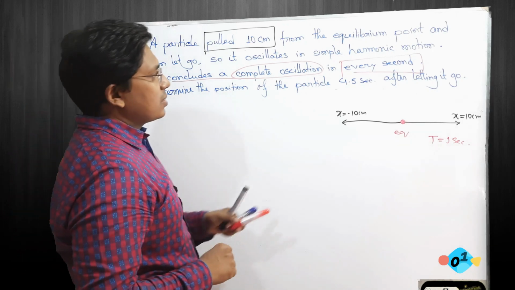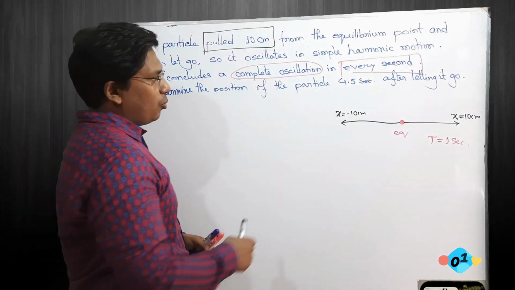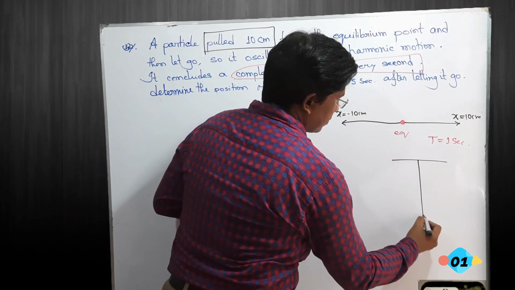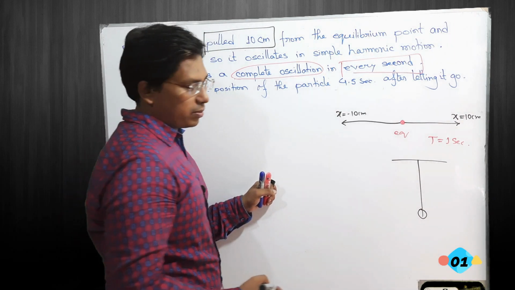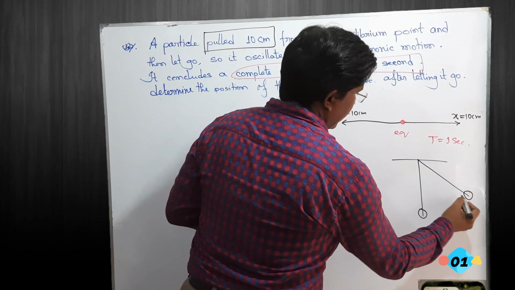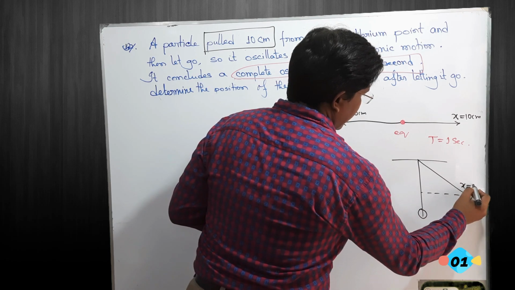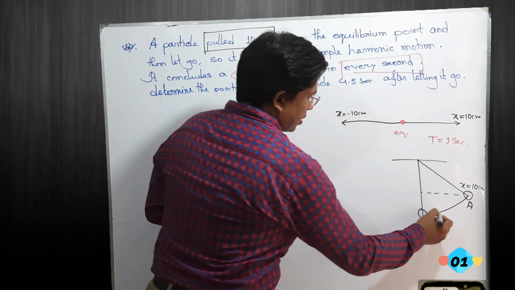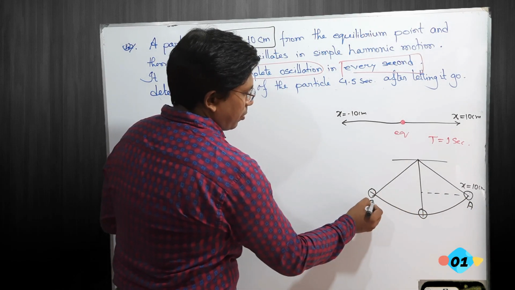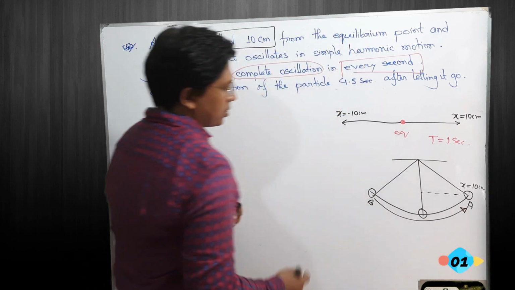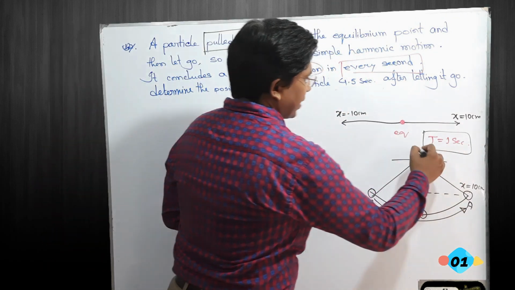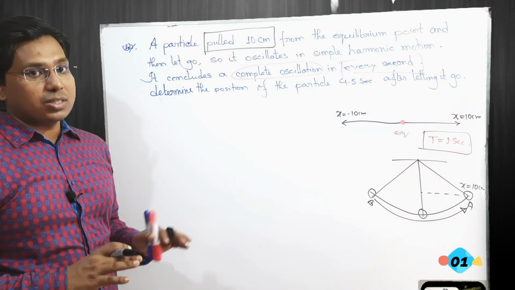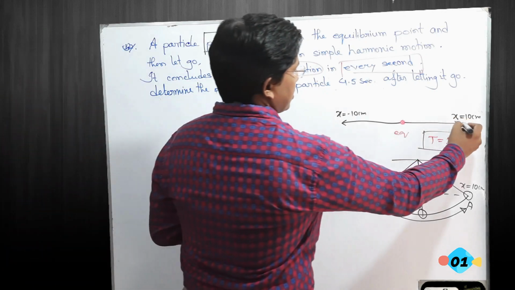Determine the position of the particle 4.5 seconds after letting it go. We can also express this with a pendulum. We know this is the equilibrium position of the pendulum, and displacement x equal to 10 centimeter. If it's released from point A, it moves to point B, and after that it comes back to point A. It's called a complete oscillation. It takes 1 second. Now we need to determine first what the initial phase is when we let it go.